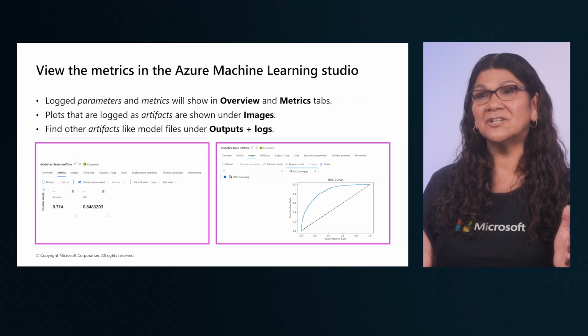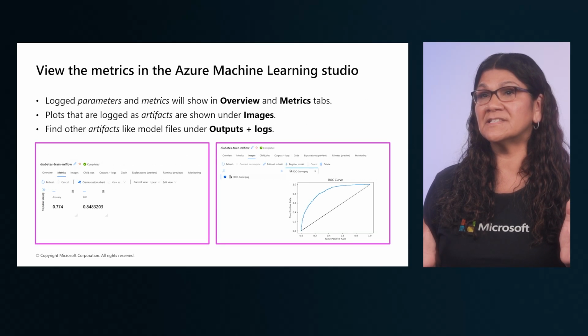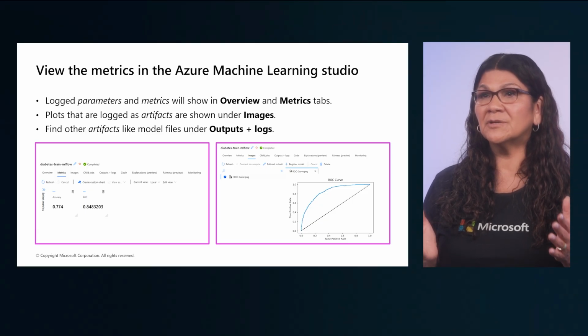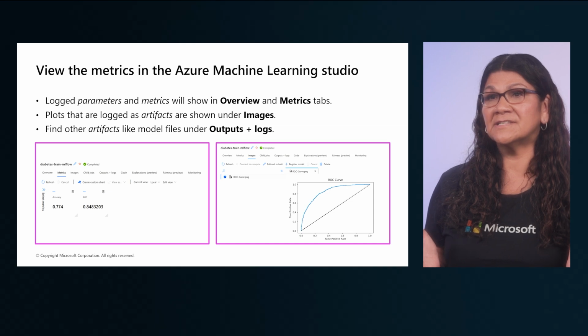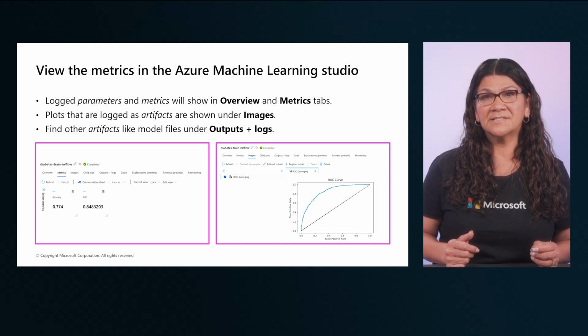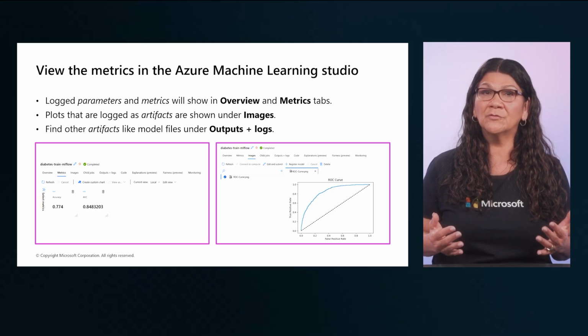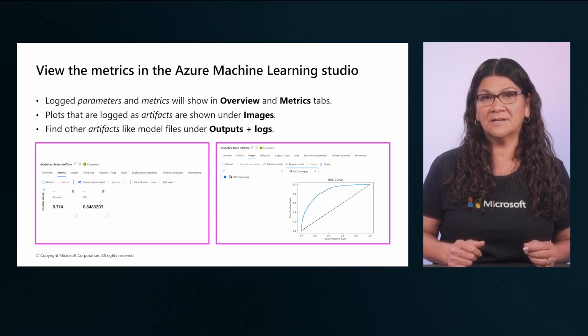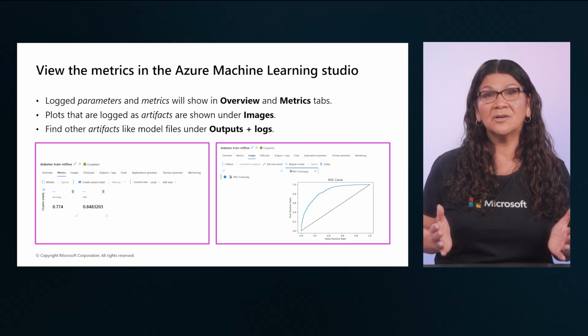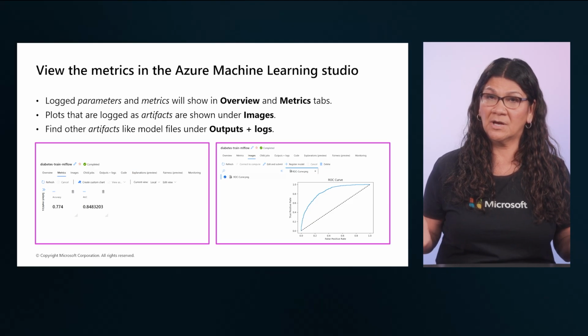Here we see how Azure Machine Learning Studio surfaces everything you log during an MLflow run so you can quickly evaluate and understand model performance. In the Run page, logged parameters and metrics appear in the Overview and Metrics tabs, giving you a snapshot of values such as accuracy or AUC across runs.